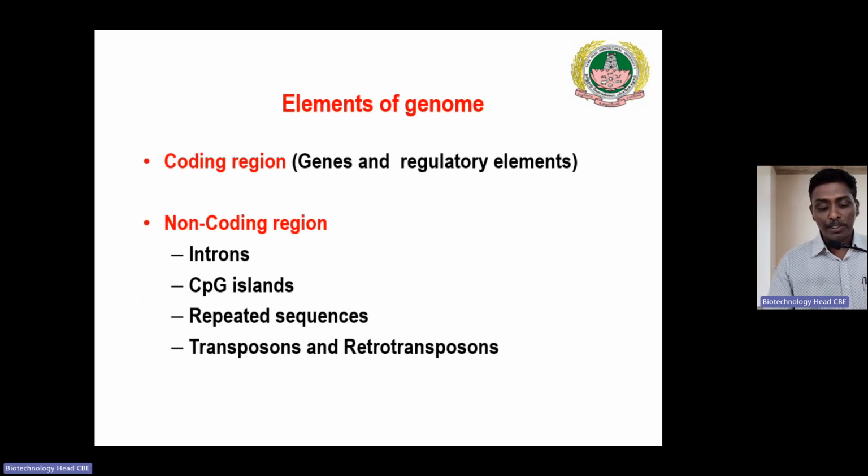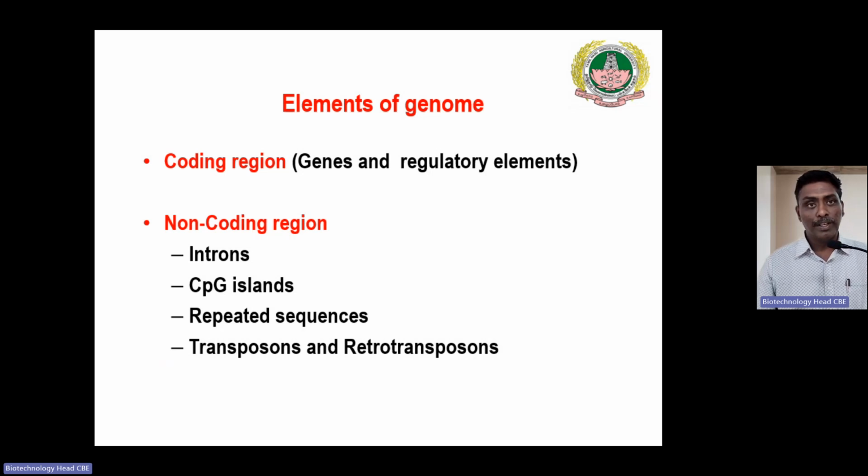Coming to the elements of the genome, there are two different components that are very important in the genome. One is the coding region, another one is the non-coding region. The coding region is majorly contributed by the exons, otherwise called coding genes, and other regulatory elements. The non-coding region is the second part of the genome. It contains four or five other components.